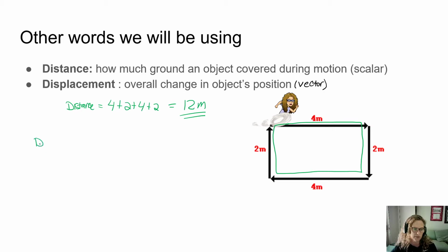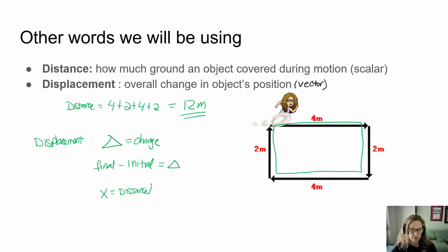But displacement is a little different. It's the overall change. And in physics, we make a triangle that equals the change. And to figure out the change, it's the final value subtracted from the initial value, and that equals the change. So for this one, displacement, we usually refer to x as some kind of distance quantity or displacement quantity. That's kind of the variable we use. Sometimes it's d in meters.